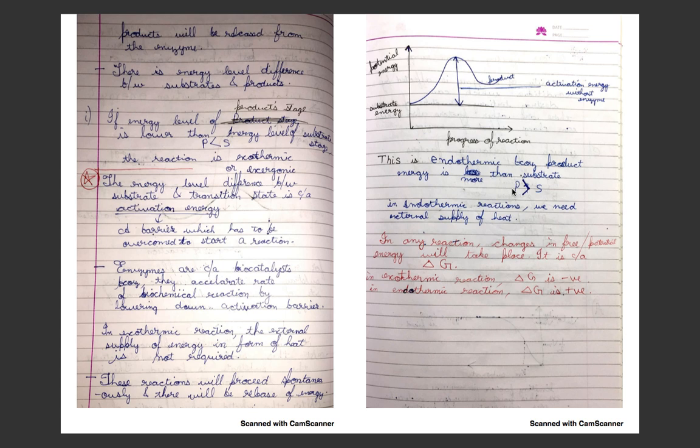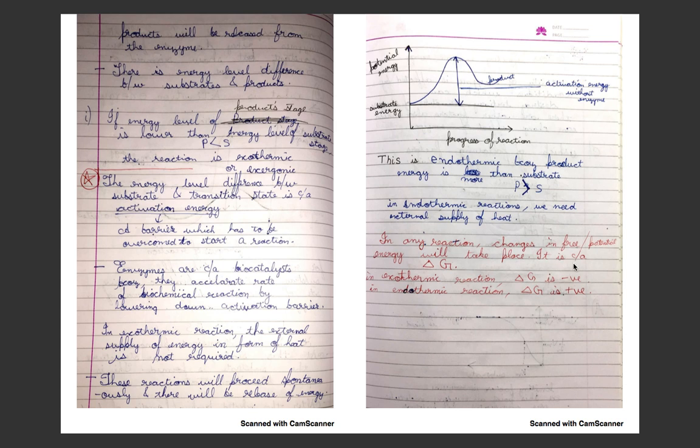The product stage has more energy than the substrate stage. That is, here you see the energy at the peak point of the product is more than that of the substrate in the reaction.